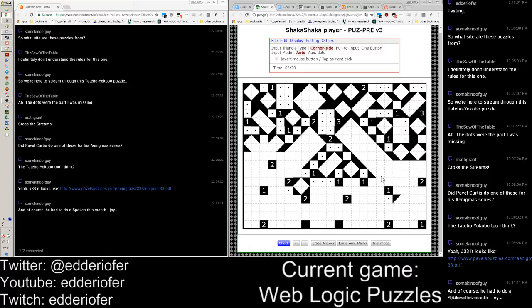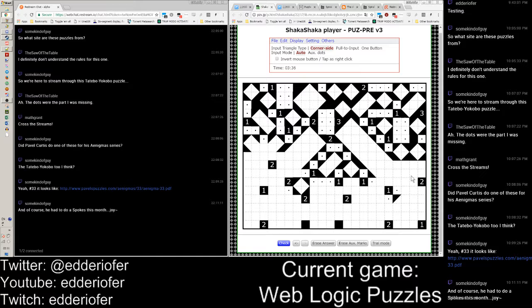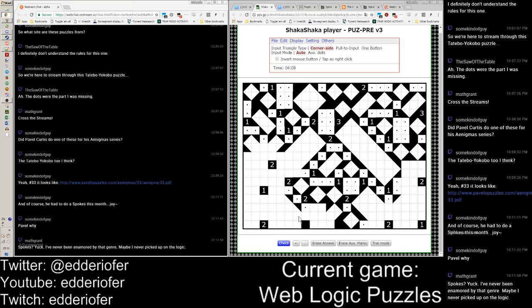Spokes? Spokes? Spokes, really? Of all the puzzle genres, spokes? No way. Fucking hell. Spokes, what the hell was he thinking? What next? Is he going to do a Sudoku next time? Or if not a Sudoku, maybe a circular Sudoku.